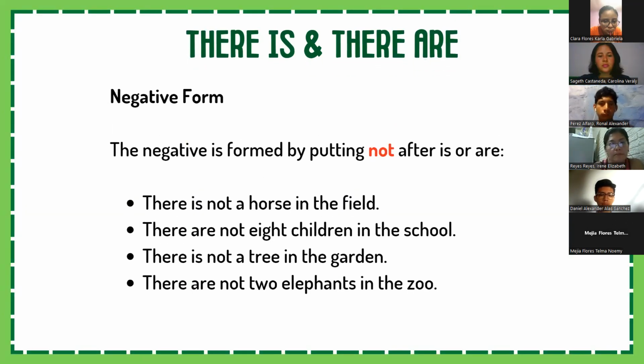Now let's take a look at the negative form. Irene, can you please read this part and also the examples? Negative form. The negative is formed by adding not after is or are. There is not a horse in the field. There are not 8 children in the school. There is not a tree in the garden. There are not 2 elephants in the zoo. Very good. So if we want to make a negative form for there is, está bien fácil. Solo tenemos que agregar el not después del verbo to be. There is not, there are not. Okay? And for these ones, sí podemos contraer ambas.